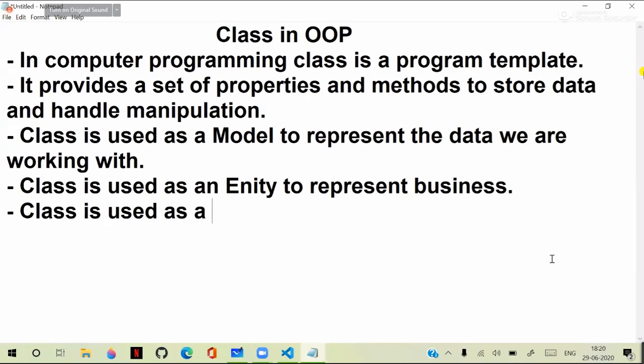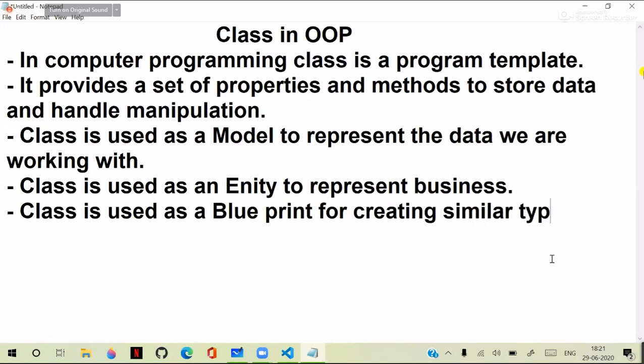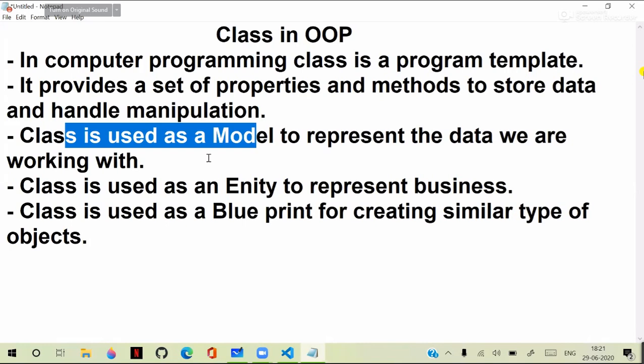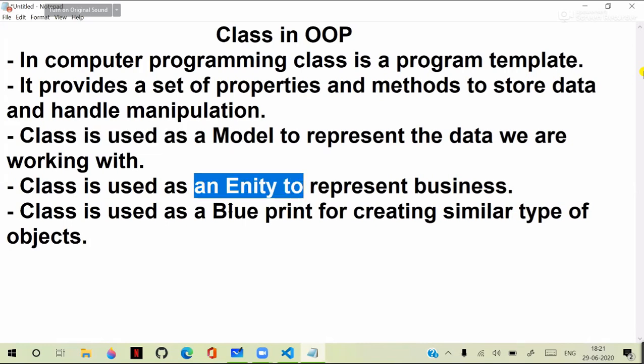A class is used as a blueprint for creating similar types of objects. So a class has all these behaviors. A class is used as a model, as an entity, and as a blueprint.